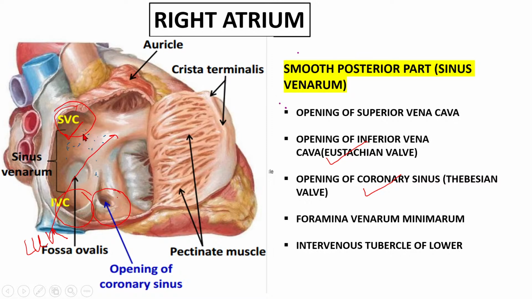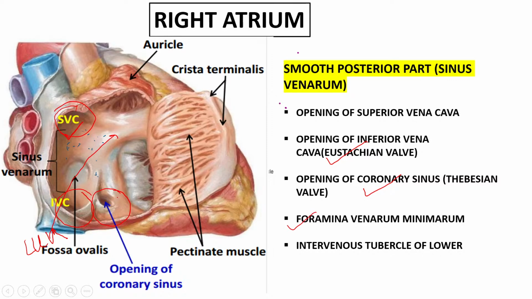So, these are the three major openings in the posterior smooth part. One is the superior vena cava, second the inferior vena caval opening, third the opening of the coronary sinus. In addition to these three openings, many small openings can be seen, and these are the openings which bring back the blood from the atrial chambers. These small veins are named the venae cordis minimae, and these small openings have a special name, the foramina venarum minimarum.